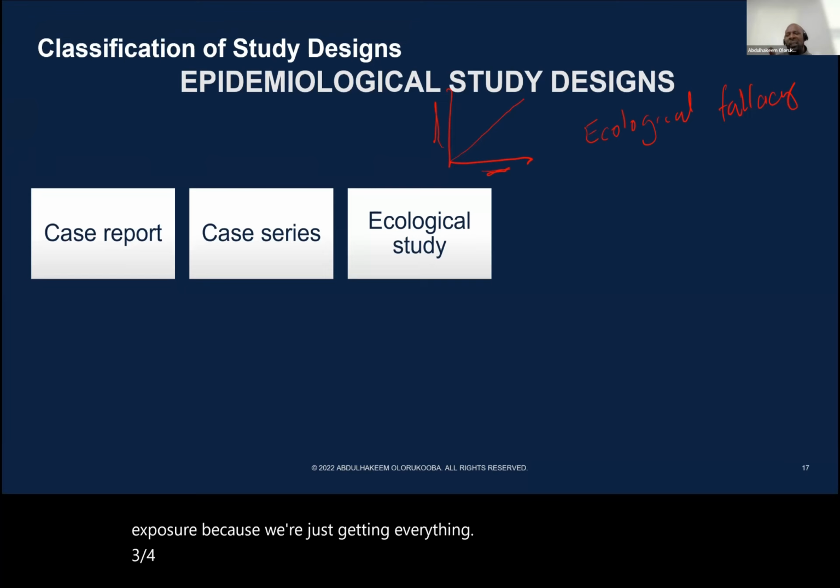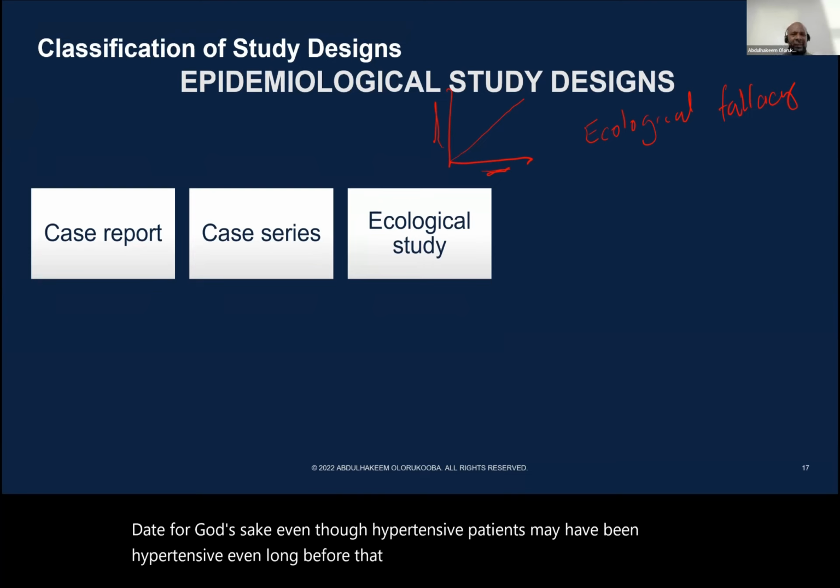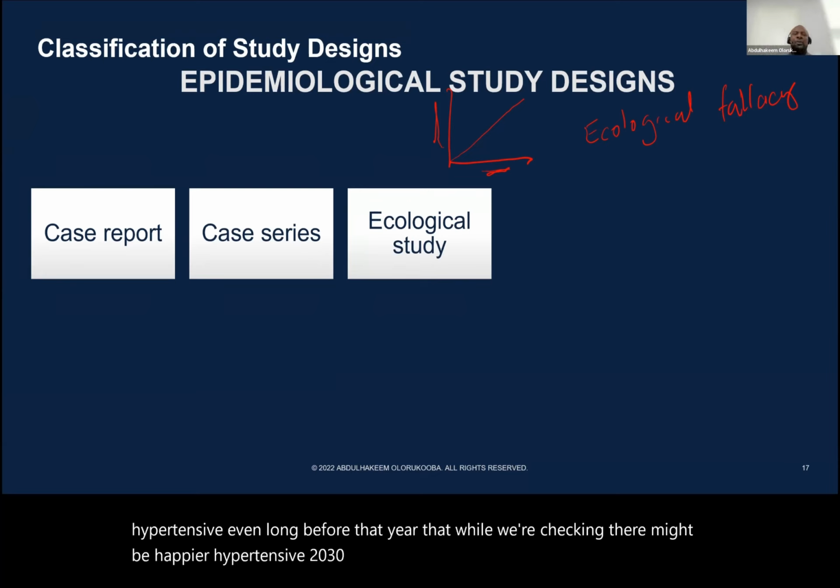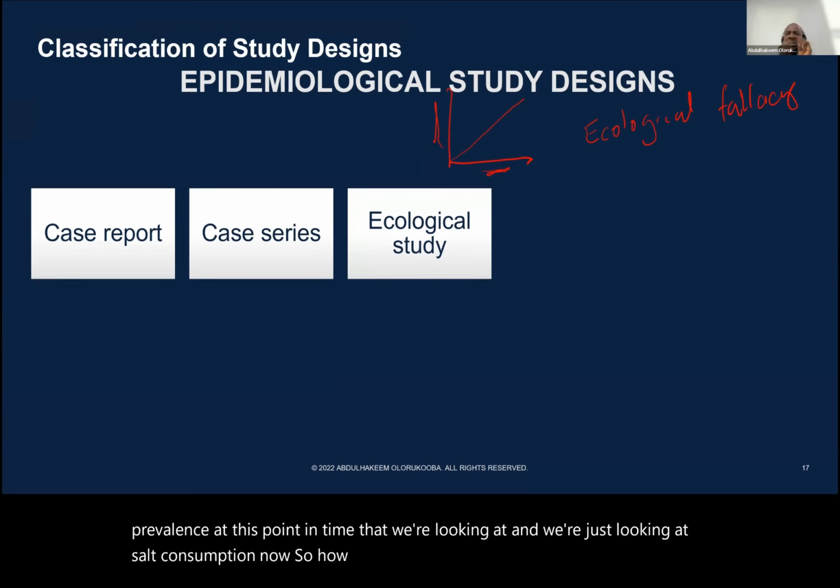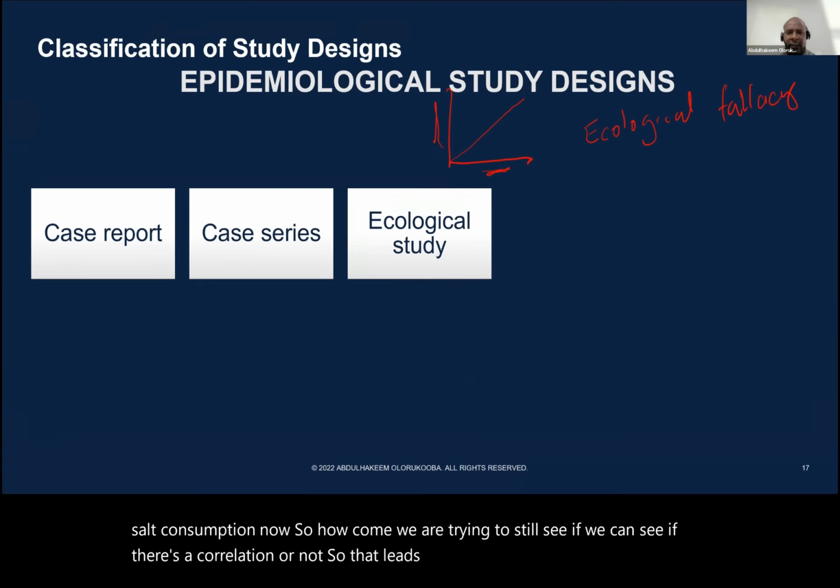Even the hypertensive patients may have been hypertensive long before the year that we're checking. They might have been hypertensive 20, 30 years ago, but they're still going to add up to the prevalence at this point in time that we're looking at. And we're just looking at salt consumption now. So how come we're still trying to see if there's a correlation or not? That leads to what we call the ecological fallacy.